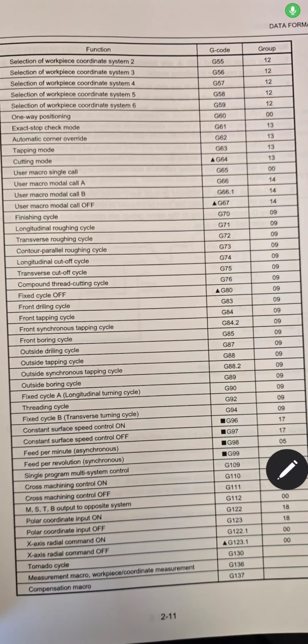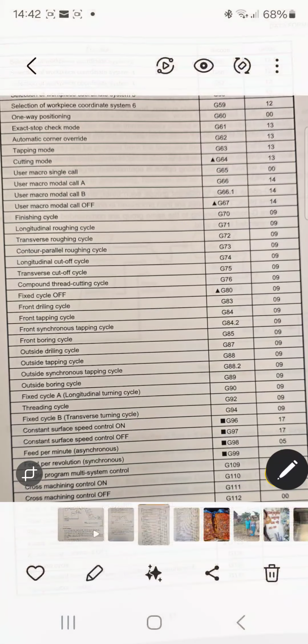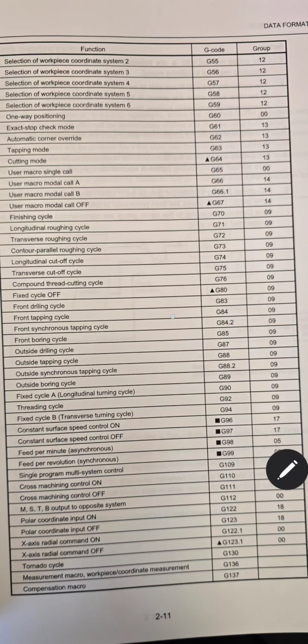I want to share more and more about the G code with you. G80 group 9 is the fixed cycle cancel. G83 is the trial cycle, G84 is the tapping cycle, group 9.